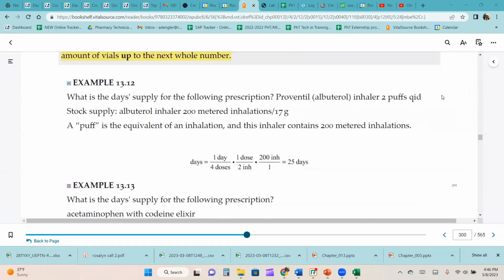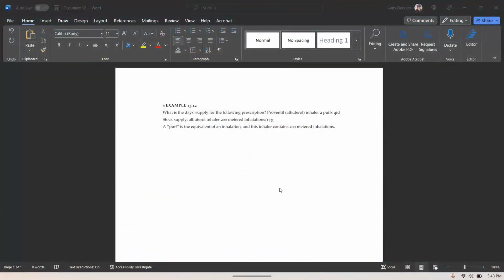All right, so let's do example 13.12. What is the day supply for the following prescription? Proventil albuterol inhaler, 2 puffs QID. In stock, we have the albuterol inhaler, 200 metered inhalations, 17 grams. A puff is the equivalent of an inhalation, and this inhaler contains 200 metered inhalations.